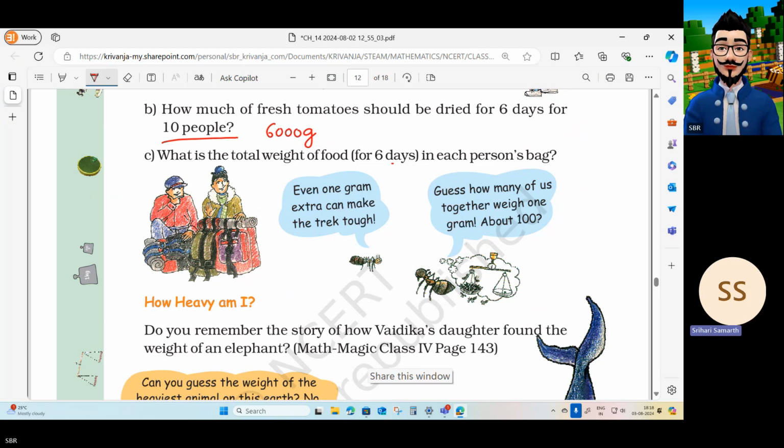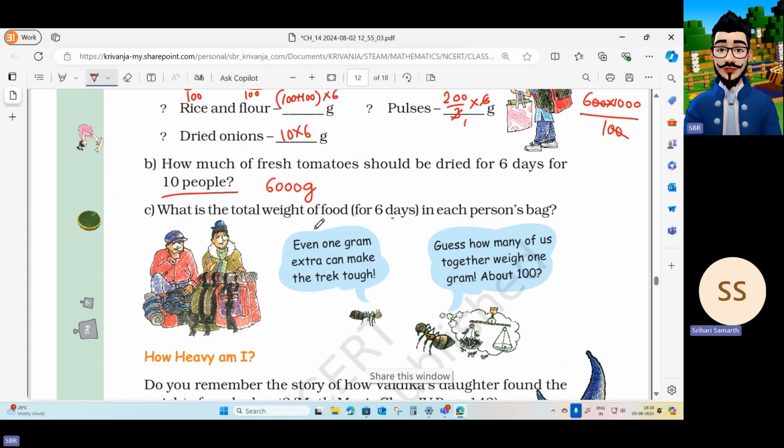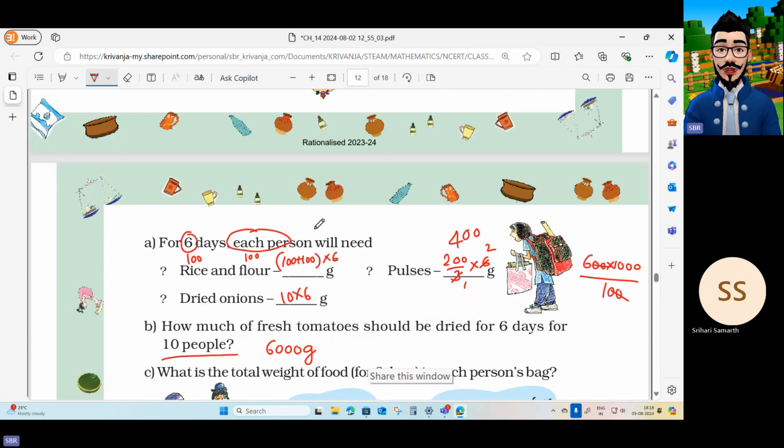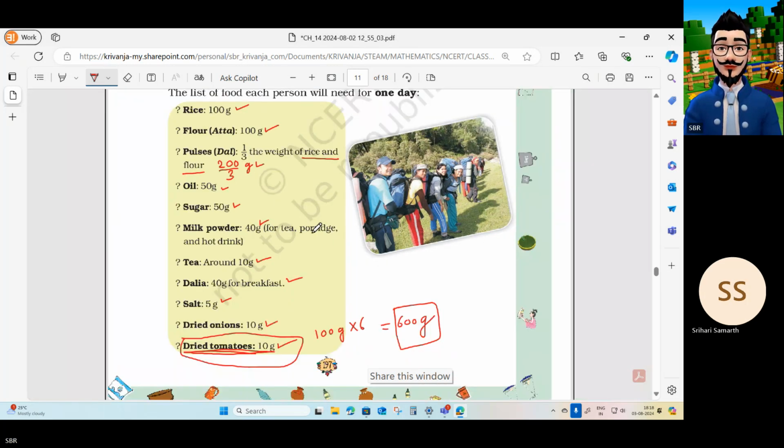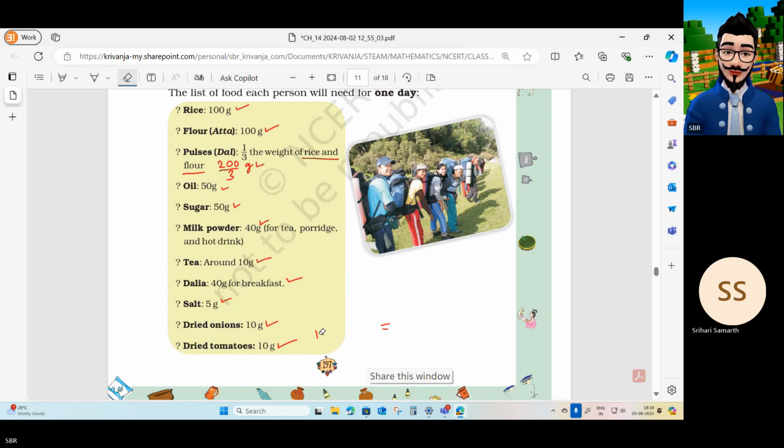So dried tomatoes, they need 600 grams. What is your approach? You want me to scroll back? Just ask me to scroll up, and then you refer to this table. Now tell me, what is your approach? Rice 600 grams. Or can we do it again? First calculate everything for one day for one person and then multiply by 6. Is this fine? Yes. Do it.